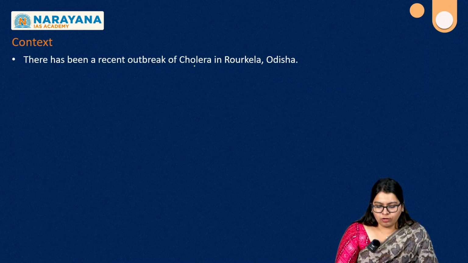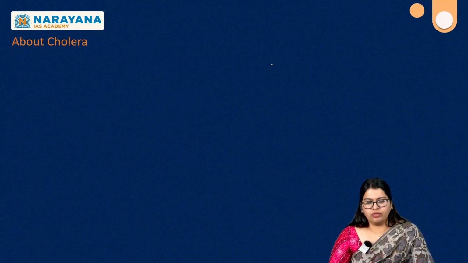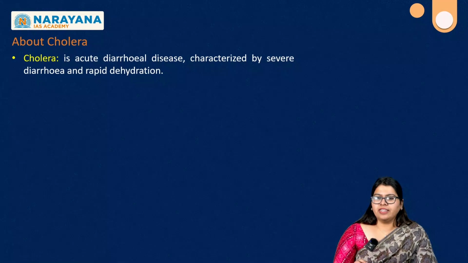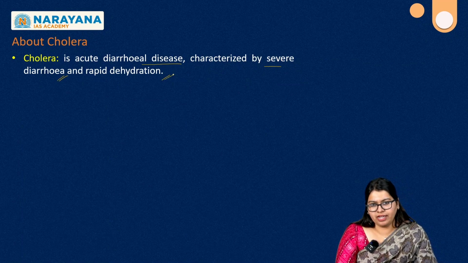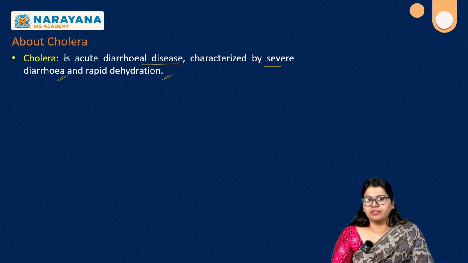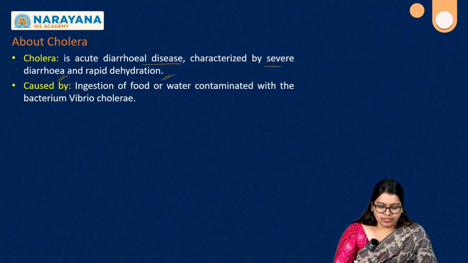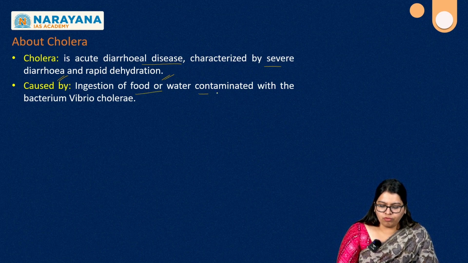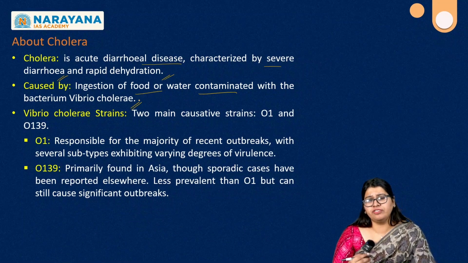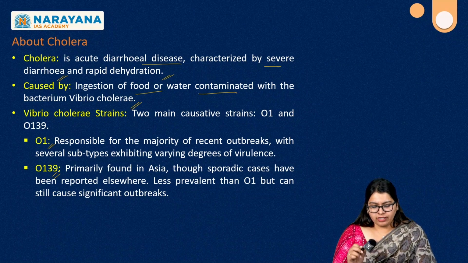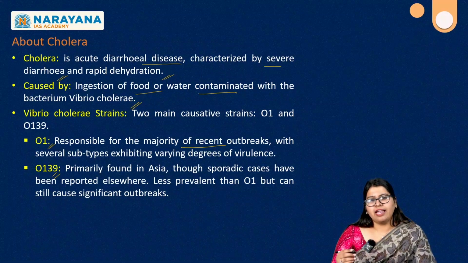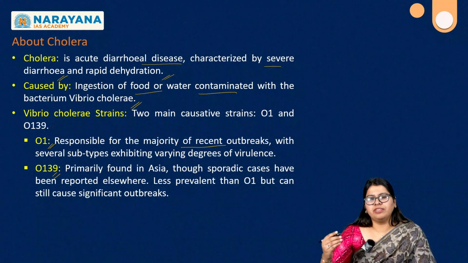There has been a recent outbreak of cholera in Rourkela, Odisha. Let us learn about the disease. This is an acute diarrheal disease characterized by severe diarrhea and rapid dehydration, and it is caused by the bacterium Vibrio cholerae. It is due to the ingestion of food or water contaminated with the bacterium Vibrio cholerae. There are different strains of this bacterium, namely O1 and O139, where O1 is responsible for the majority of the recent outbreaks, and it has several subtypes, each with a different level of virulence.